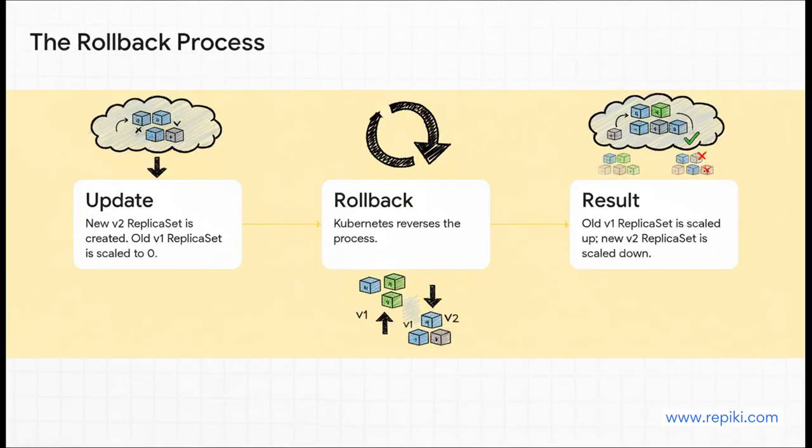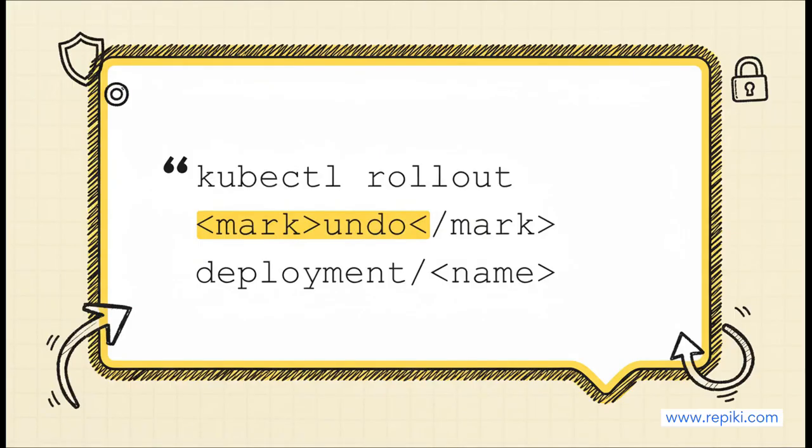The process itself is just beautiful in its simplicity. An update creates a new v2 replica set and puts the old v1 set to sleep. Need to roll back? Kubernetes just flips the script. It wakes up the old v1 set and puts the new, faulty v2 set to sleep. It's really that easy. And this is the command that makes it all happen. One simple, clean command: kubectl rollout undo, and you instantly snap back to your last known good configuration. It just takes all the panic out of a bad deployment.